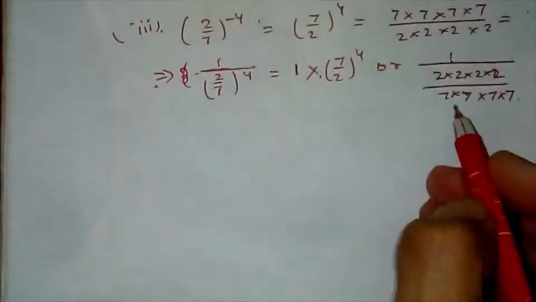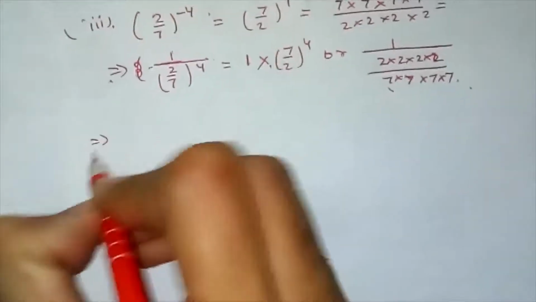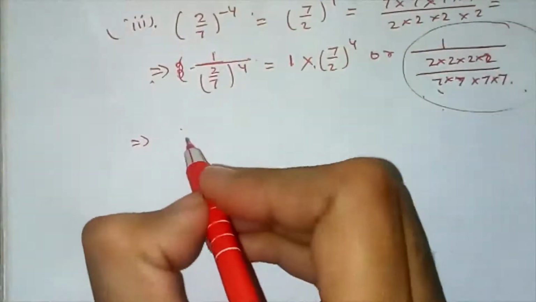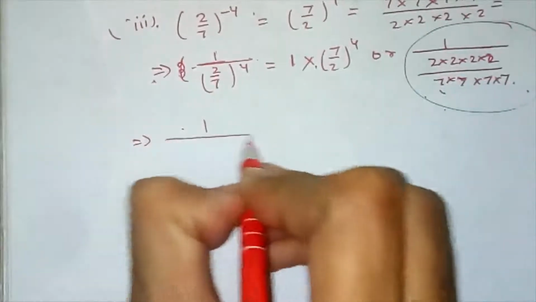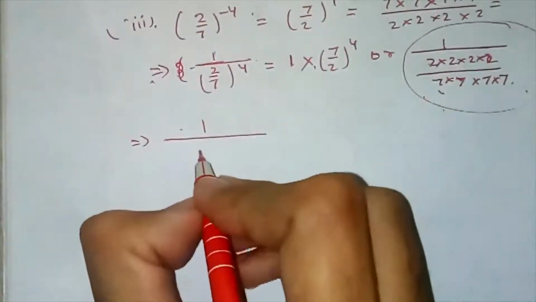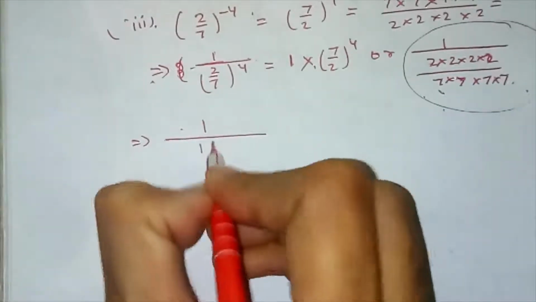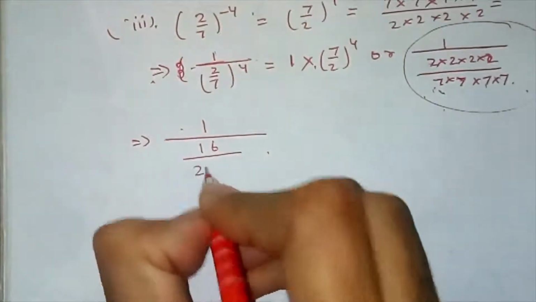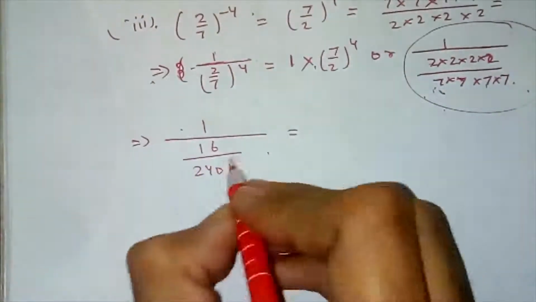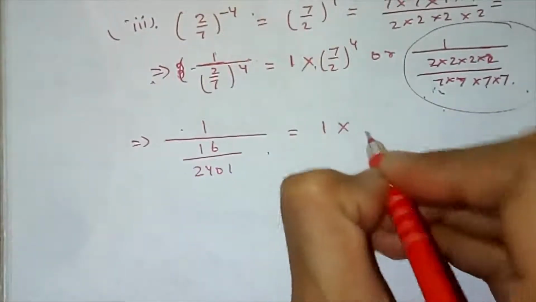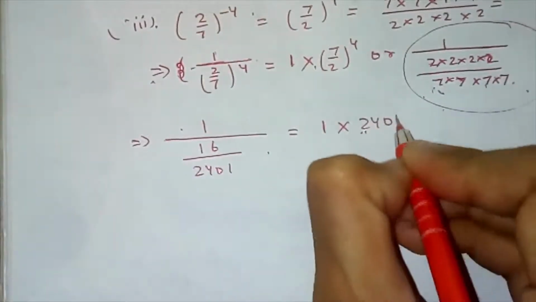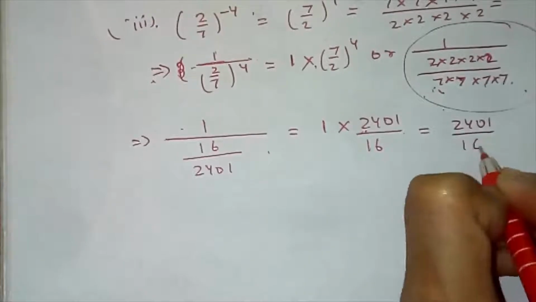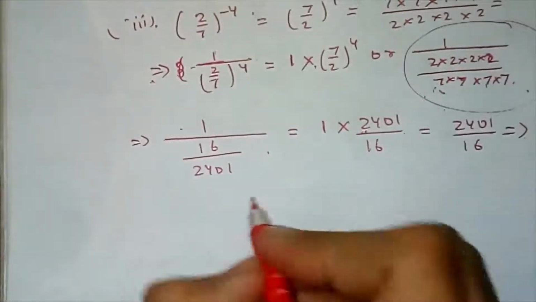So here further you will multiply these numbers. Let's quickly multiply it. I am solving this part. Here 2 to the 4 is 2, 4, 8, 16, and 7 into 7 is 49, into 7 is 343, into 7 is 2401. So after getting this we will take the reciprocal in multiplication. So we will get 2401 upon 16.